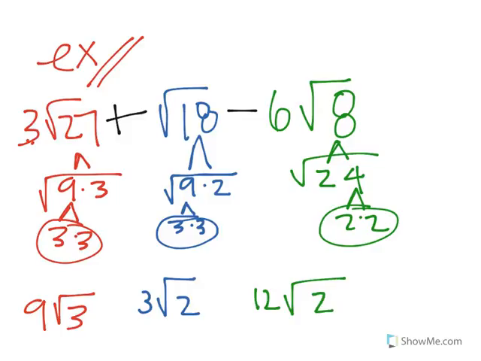And now what do you gotta do? You gotta combine like terms. 9 root 3 plus 3 root 2 minus 12 root 2. You get 9 root 3 and a negative 9 root 2.